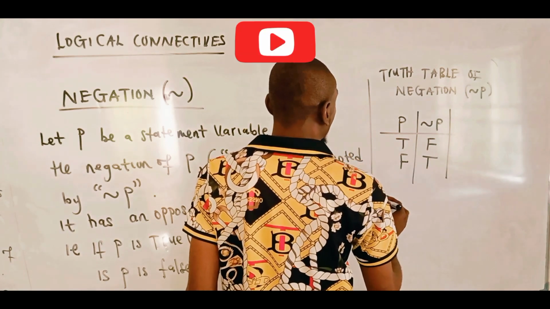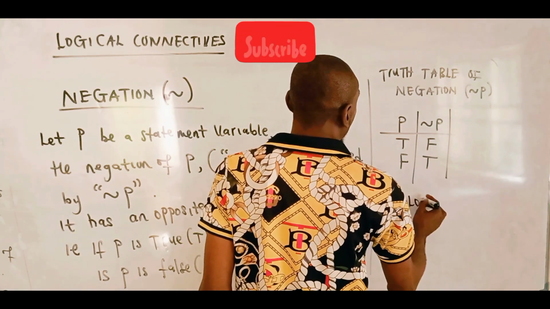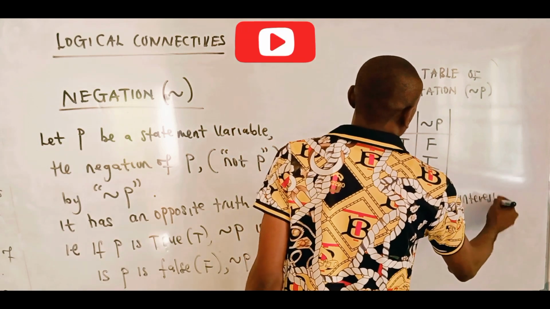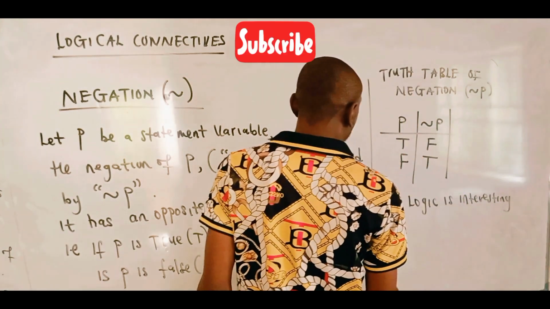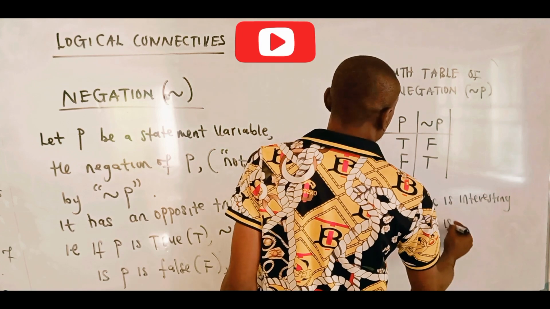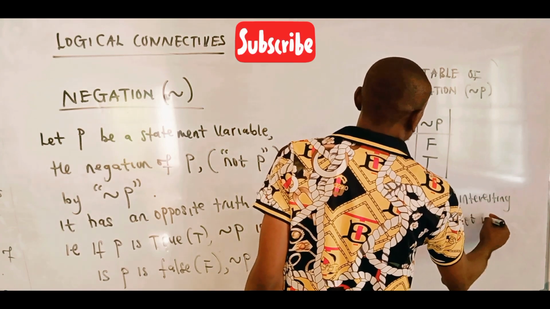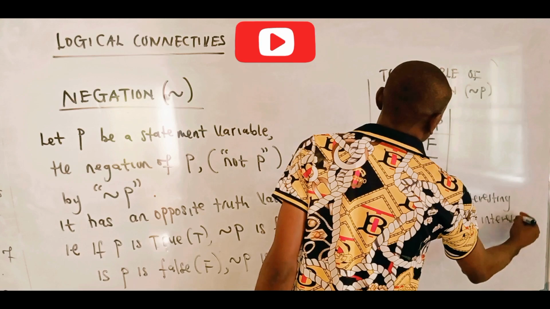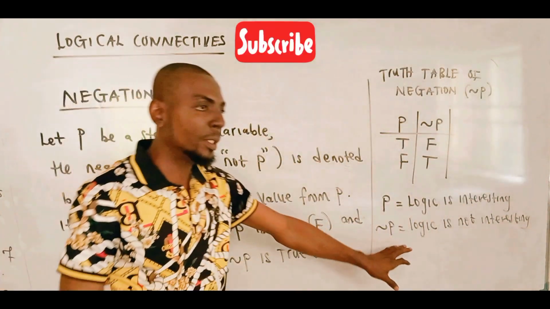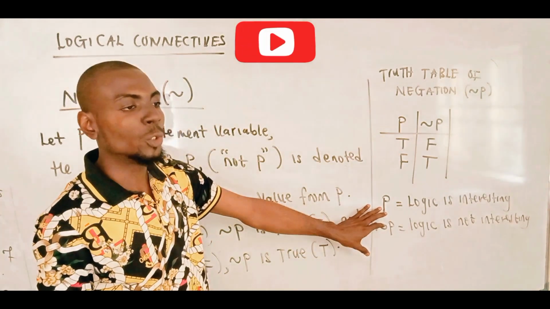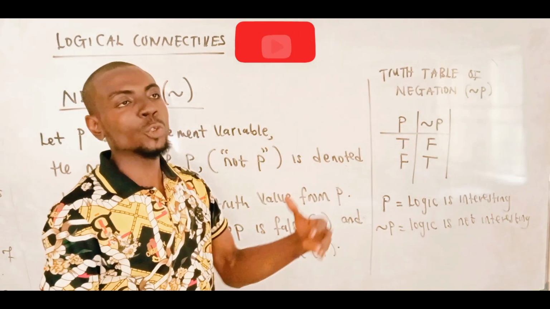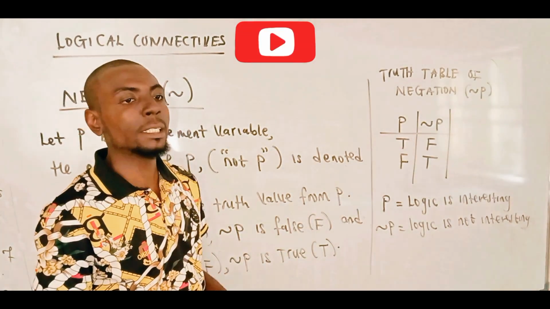So I can say P is equal to logic is interesting, and the negation of P is logic is not interesting. Okay? So this is just the opposite. When P is true, negation P is what? False. Just try to write the initial statement in an opposite way.